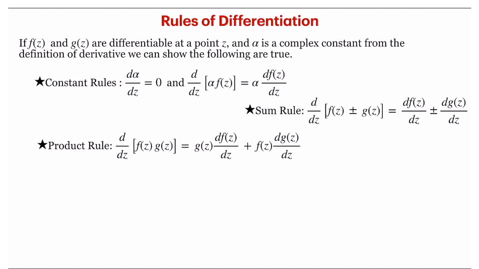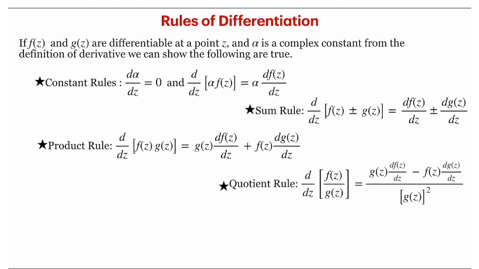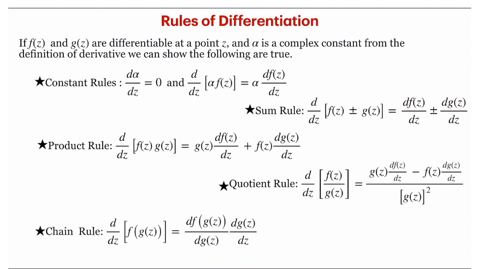Then the product rule. We have the product rule in real analysis too. It takes the differential of the first function, multiplies by the second function, plus you take the differential of the second function and multiply by the first function. You have a quotient rule. You can use it for differentiating f of z by g of z. It is a standard form, same as in real analysis. We also have the chain rule. All these take the standard form as in real analysis too. This is a standard procedure for computing the derivatives of functions.